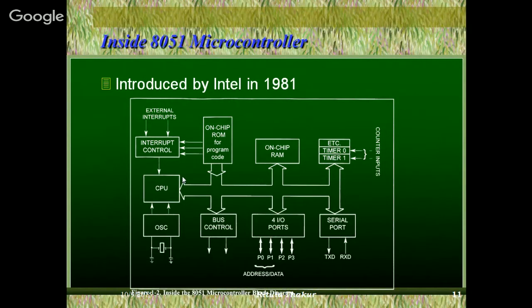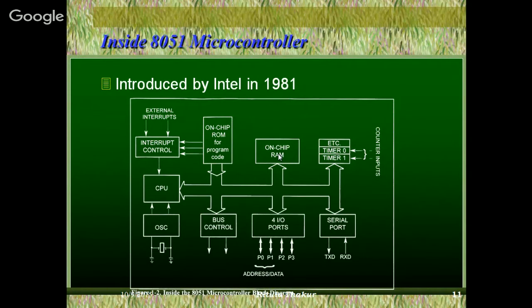So as you can see here, this is the CPU. It is the brain of the microcontroller because it's where your processing takes place. Then this is the bus control, the control unit. Then there are 4 input output ports. You need not connect any 8255 PPI chip to it. It has got 4 ports of its own. Then for serial port interfacing, you have one serial port. And there are 2 timers, timer 0 and timer 1.